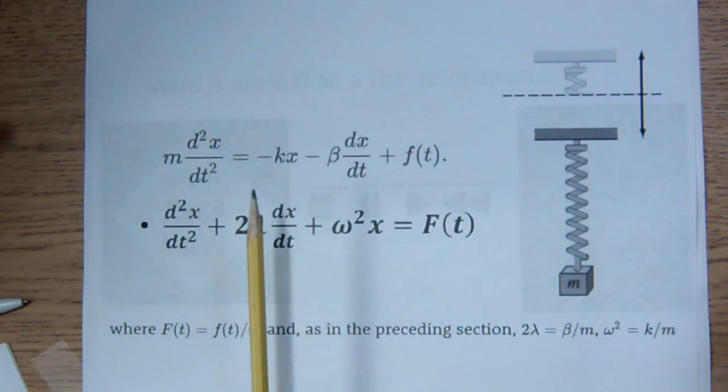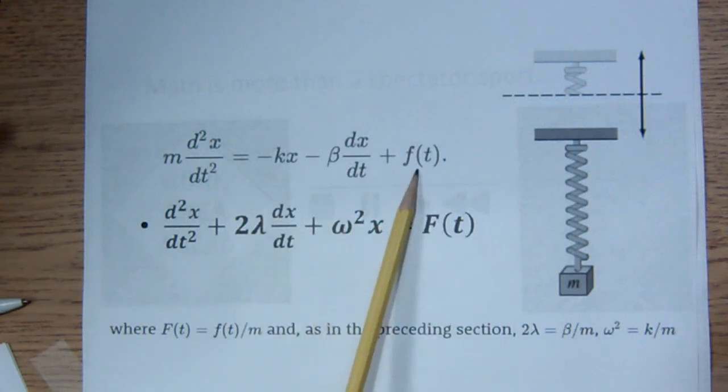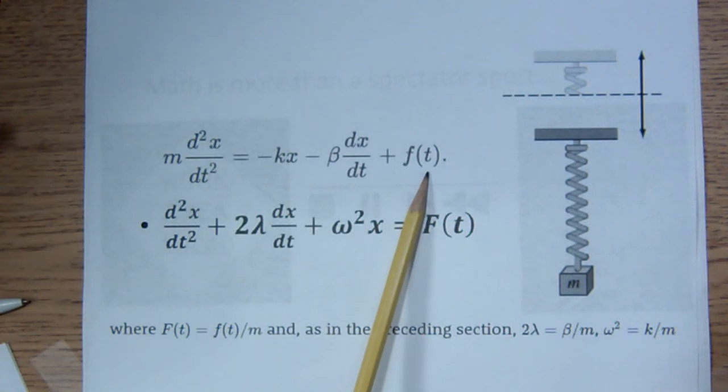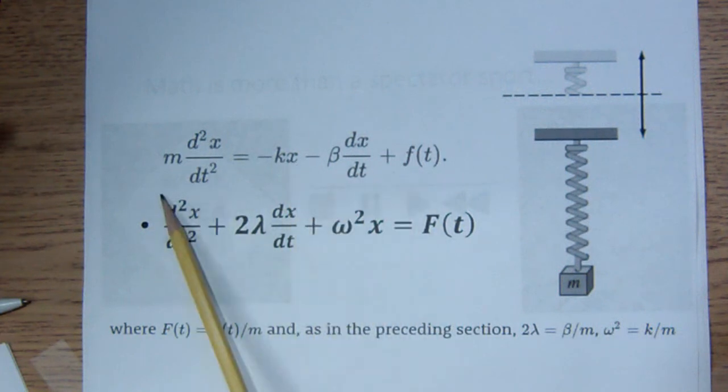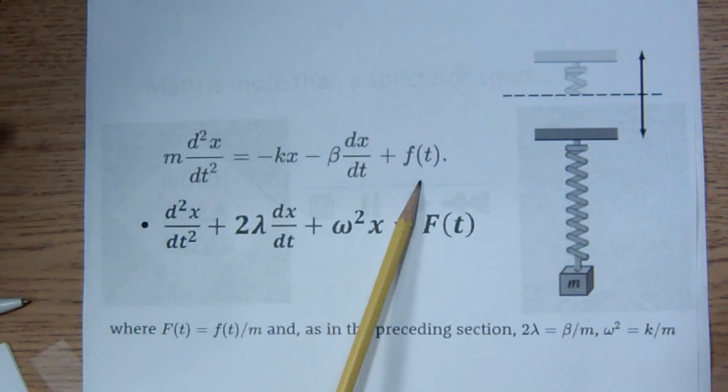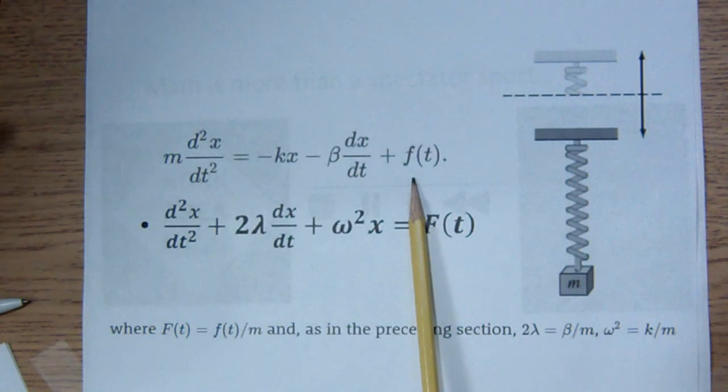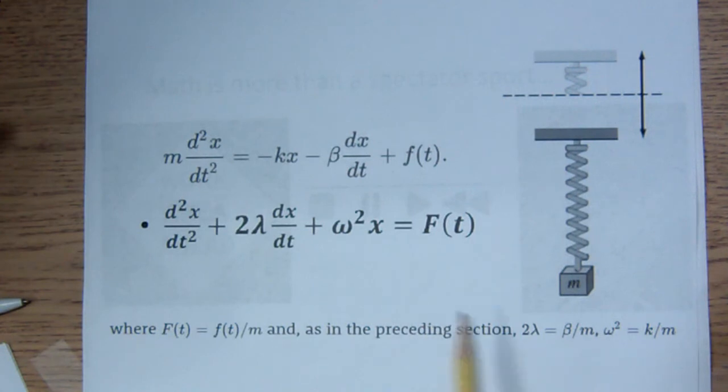Now how this affects our model is we have this f of t function, lowercase f of t, that is now on this side, which is driving things, and the response is the other side. So if we move these two terms to the original side because they involve the function x and its derivative, then we have this by itself here, and we divide all the way through by m, we get this expression. And now lowercase f over m becomes the uppercase F of t, and as in the preceding sections, the 2 lambda is the beta over m, and the omega squared is as before. And so that's the model.